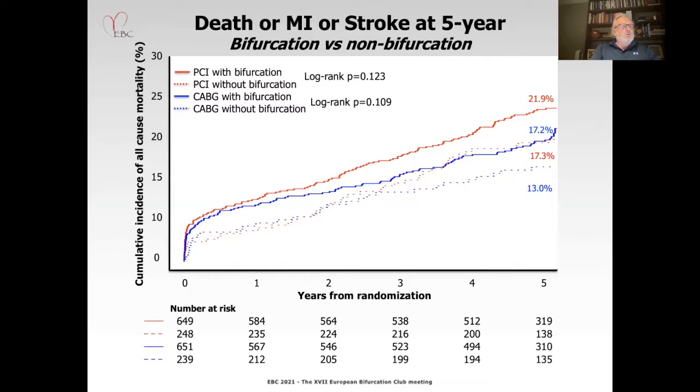Death, stroke, or MI at 5 years: patients with bifurcation are depicted by a solid line, and patients without bifurcation by a dashed line. The worst outcome is in patients with bifurcation, 21.9%. The Kaplan-Meier curves of CABG with and without bifurcation are superimposed with a rate of 17.2%, and the best outcome is for CABG without bifurcation with a rate of 13%.